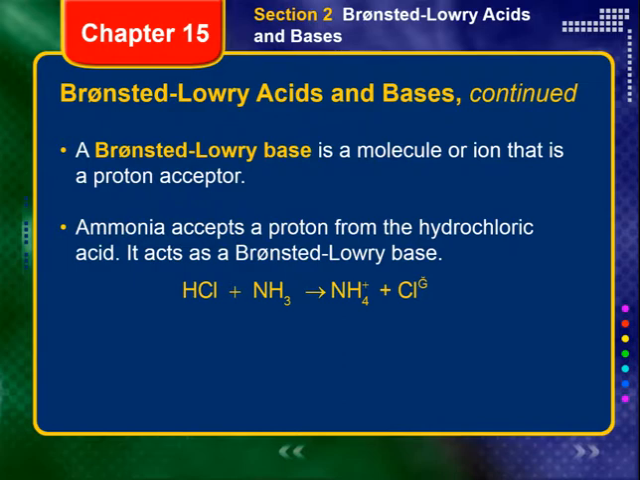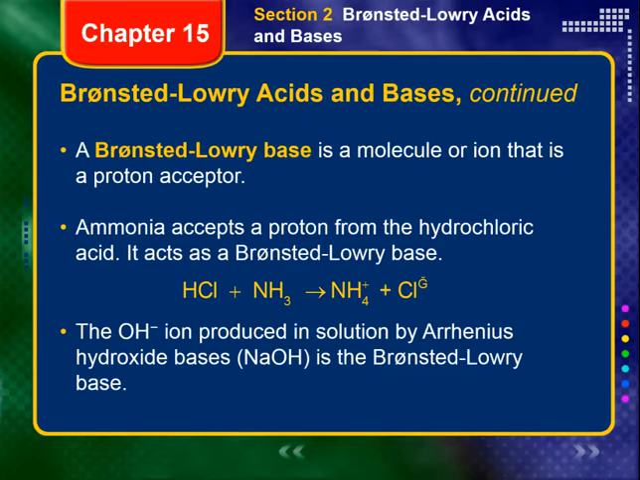As we move forward, a Bronsted-Lowry base is a molecule or an ion that is a proton acceptor. So that's going to be the opposite of a Bronsted-Lowry acid. When the Bronsted-Lowry acid was donating a proton, the base is going to be accepting that proton. We already saw examples of Bronsted-Lowry bases on the last slide. We were just focusing on the acid. Ammonia, which is what we used in the last slide, accepts a proton from the hydrochloric acid, and it acts like the Bronsted-Lowry base, because to be a Bronsted-Lowry base, you're accepting the proton. And so let's look at the exact same equation we just looked at.